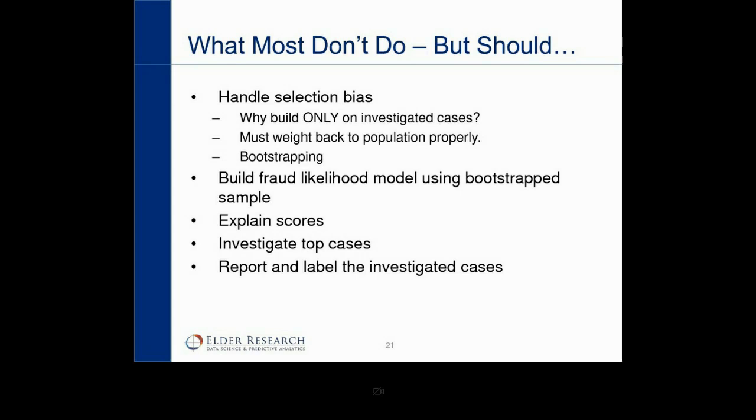We can get into that more if there are questions about how to do that, but it's a bootstrapping technique that we use so that we oversample the ones that typically don't get investigated and undersample those that are more commonly investigated. Then, after you've done that with that bootstrap sample, we build a fraud likelihood model. And that model will give scores to help know which cases need to be investigated for fraud, and it should be overlaid with an explanation of each and every one of those scores to tell you why this particular case was recommended to be investigated.